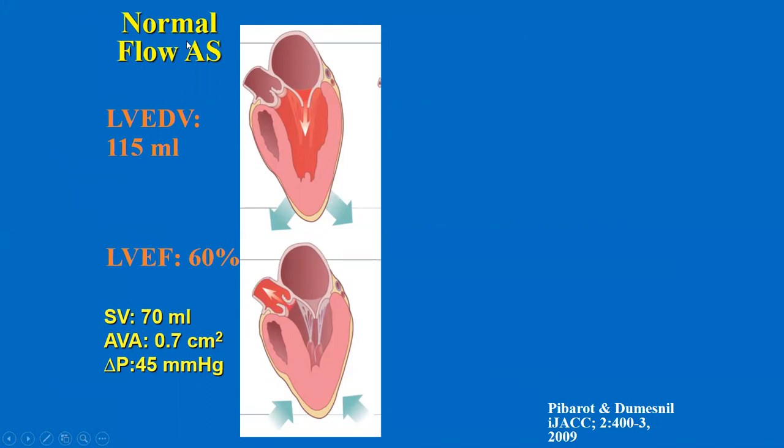Normal flow aortic stenosis: left ventricular end diastolic volume 150 milliliters, ejection fraction 60, the stroke volume is 70 milliliters, aortic valve area 0.7, and mean gradient 45 millimeters of mercury.